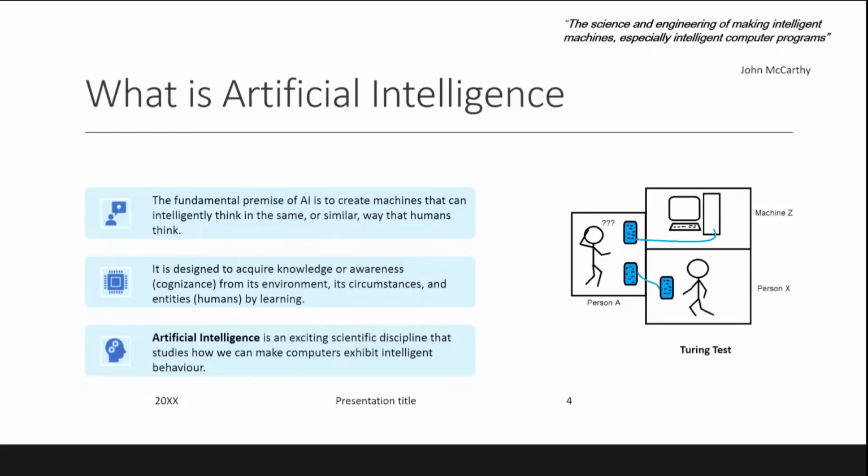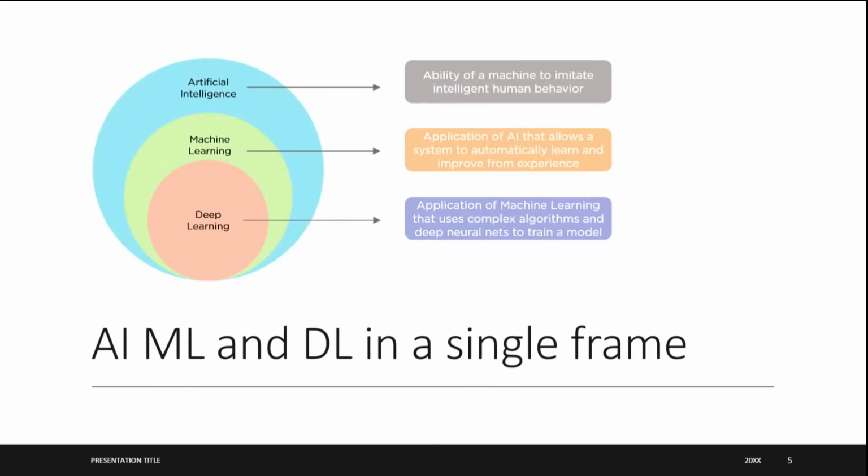So if a human is not able to distinguish, while talking to that machine, whether he is talking to a machine or a human being, in that case we say that the machine is an intelligent machine.